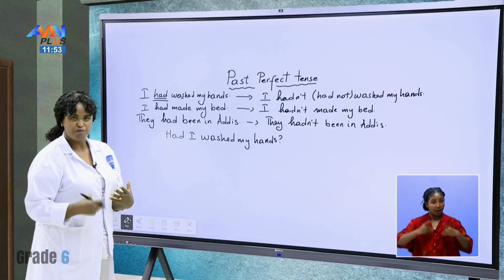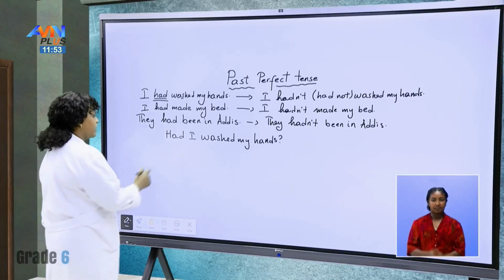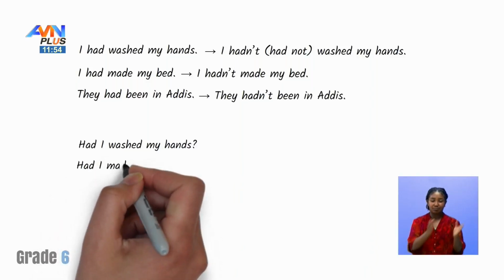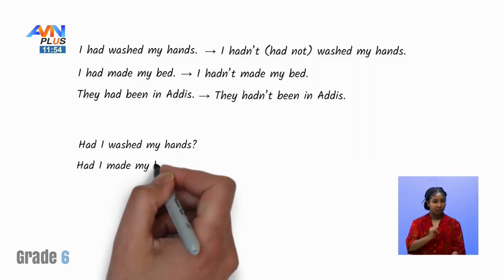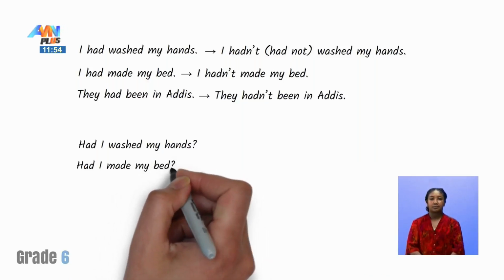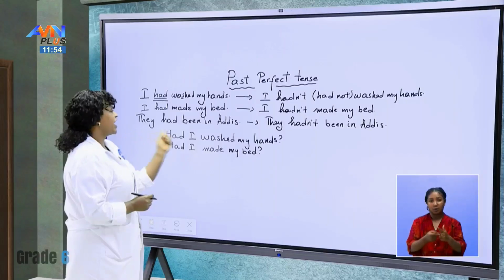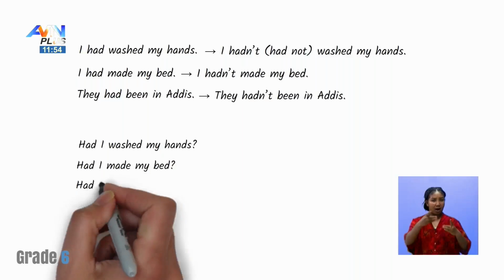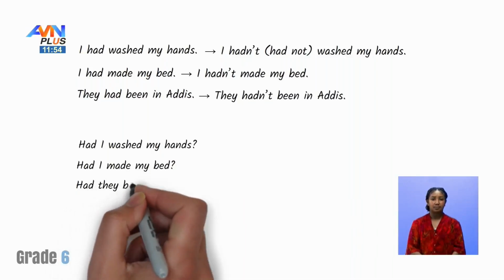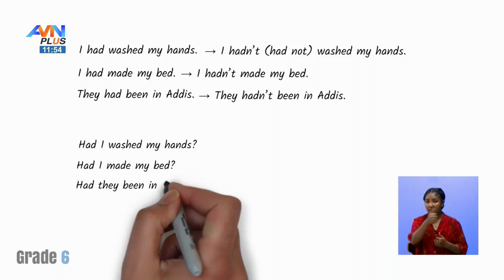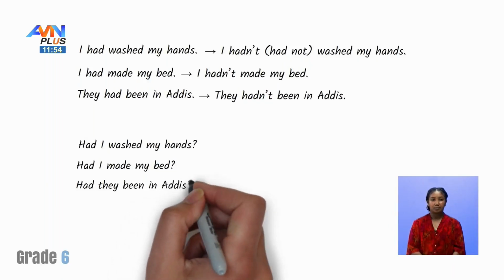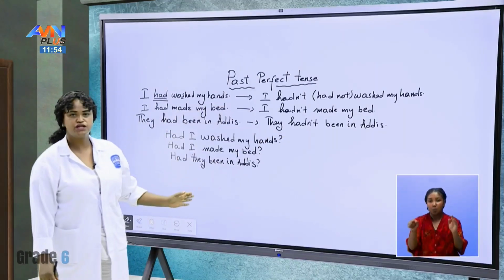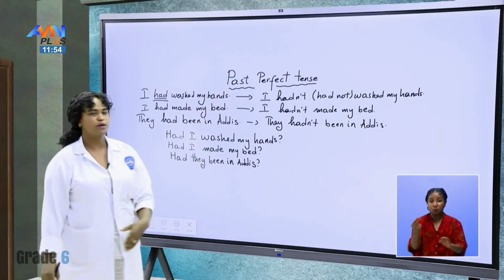Then question mark. How about for the second one? I had made my bed. Yes? Had I made my bed? Question mark. For the third one, they had been in Addis. Had they? Good. Had they been in Addis? Here we go. This is how we construct positive, negative, and interrogative or question sentences using the past perfect.